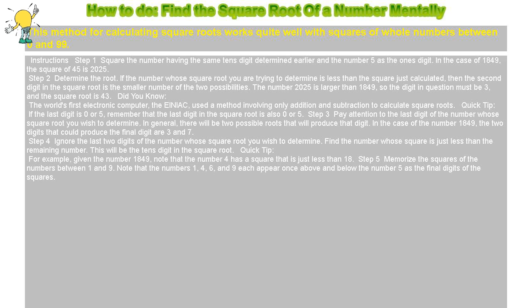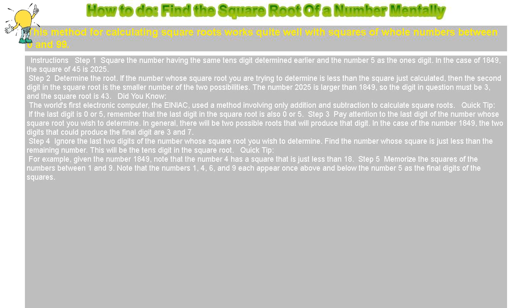Step 3. Pay attention to the last digit of the number whose square root you wish to determine. In general, there will be two possible roots that will produce that digit. In the case of the number 1849, the two digits that could produce the final digit are 3 and 7.